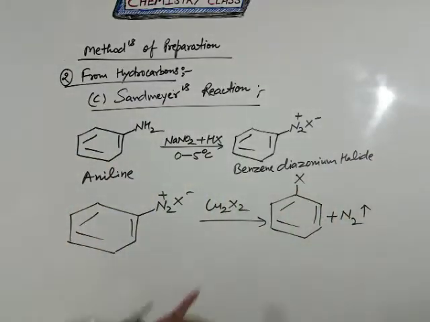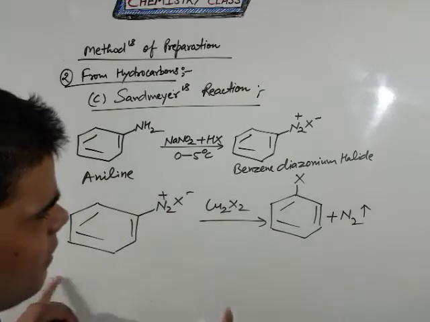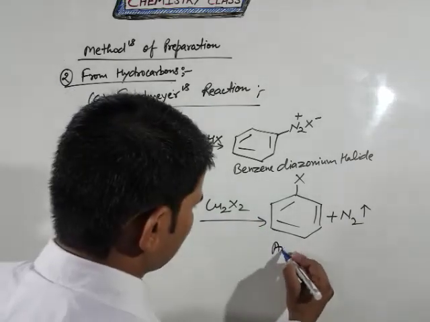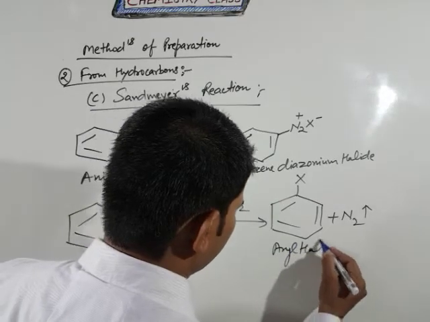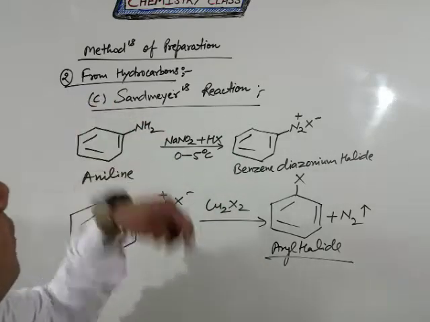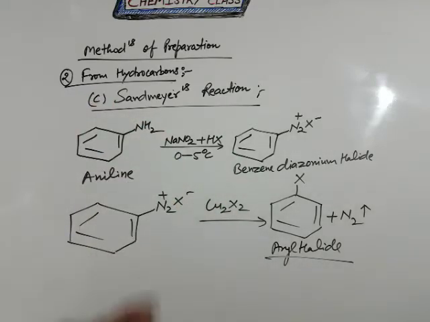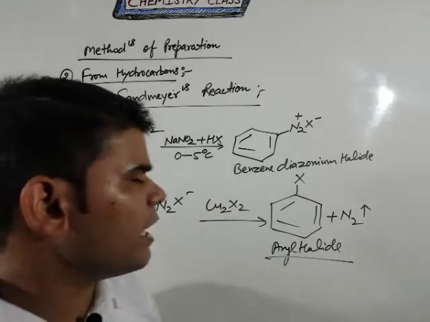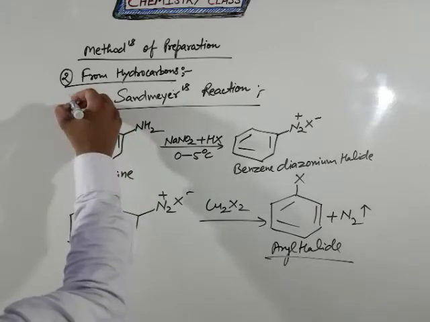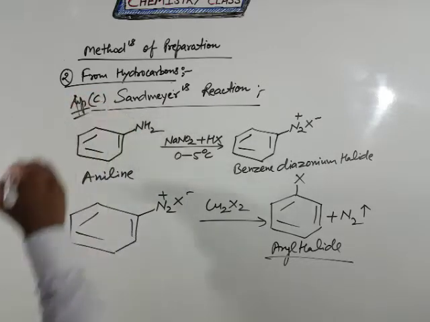And again, if you react benzene diazonium halide with copper halide, it will provide aryl halides. So the name is finally aryl halides. And we talk about the formation, or you can say the preparation method, of haloalkanes and haloarenes. So with the help of the Sandmeyer reaction, you can prepare the aryl halides. It is a very important reaction for all the students.